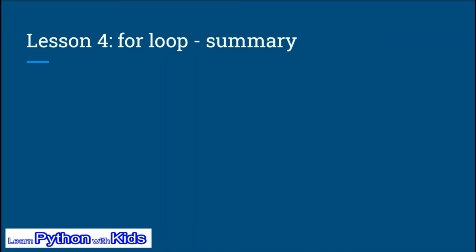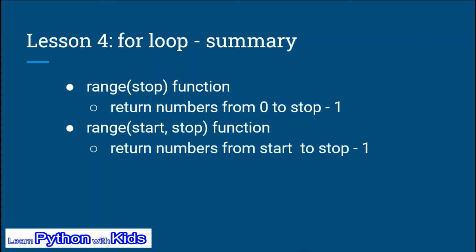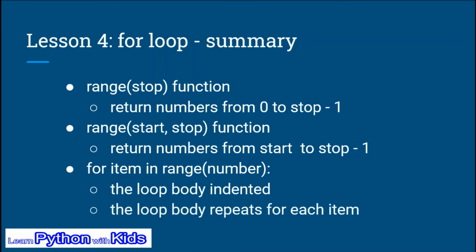Again, we have covered a lot in this video. If the range function only has one parameter, it will return numbers from 0 to the stop number minus 1. If the range function is provided with two parameters, the first one is the start number and the second one is the stop number. The basic for loop is for item in range number. The loop body needs to be indented. And the loop body repeats for each item.